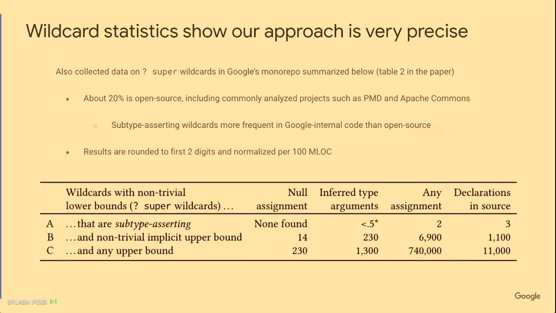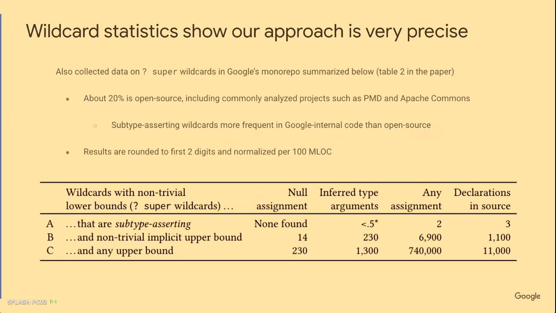The other thing we did was look for wildcards in the code base. So we ran variants of this over the code base and looked for whether there are any other subtype asserting wildcards and so forth. So this is across Google's monorepo, several hundred million lines of code. The numbers you see are per 100 million lines of code, roughly. And you can see there's about 3 subtype asserting wildcards per 100 million lines of Java code. So very few, but they are there, right?